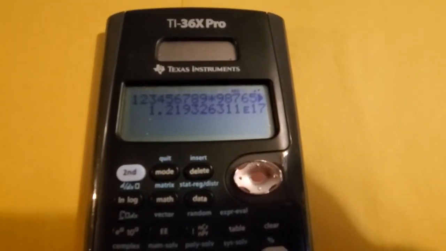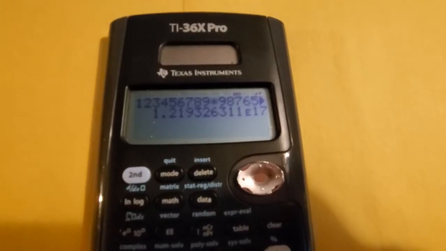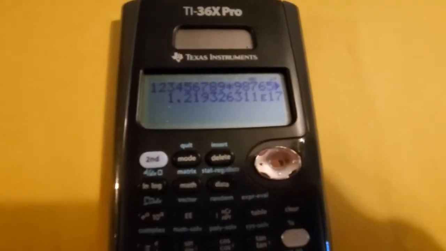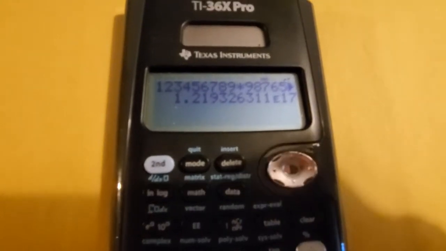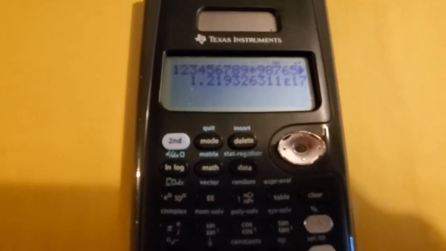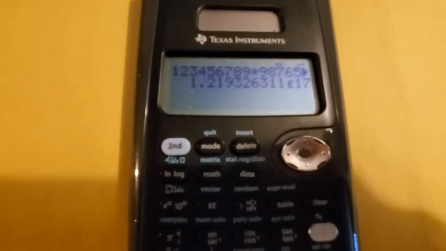This is a Texas Instruments TI-36X Pro calculator. So this one is a little bit fancier. It's a little bit on the pricier side. So if you're not doing any fancy math, you don't need this one. But if you happen to have this one, it's a fine one to use.